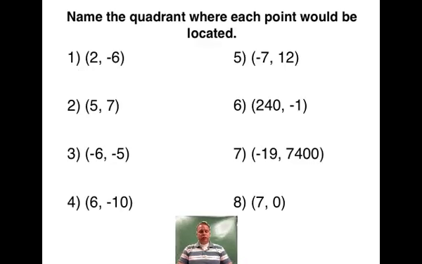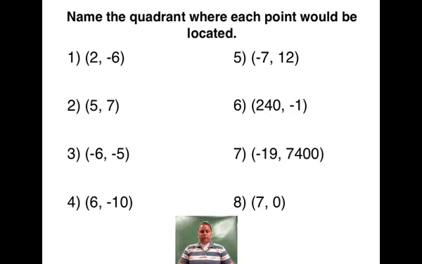Now I want you to look at your original graph and name the quadrant where each point would be located at. So if you look at the ordered pairs, they should give you a hint. Also, like I said, if you look at that original graph where we had the plus, comma, plus, or the minus, comma, minus, and so on, that could also help you.